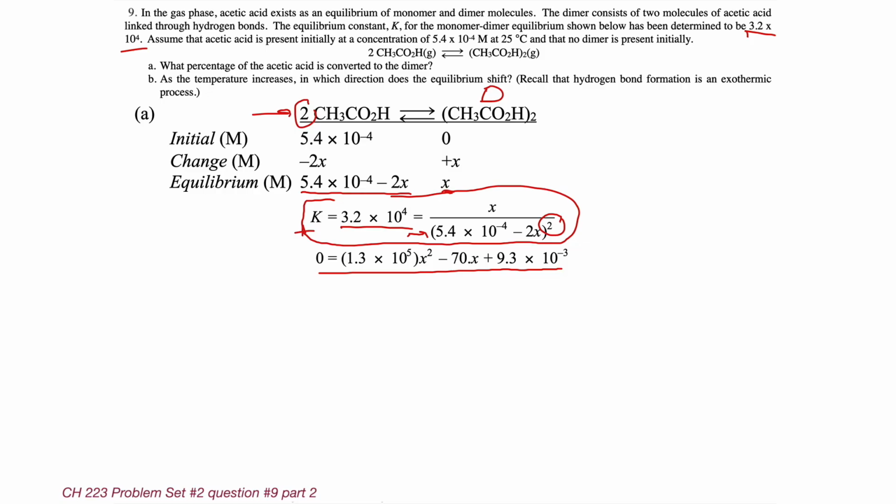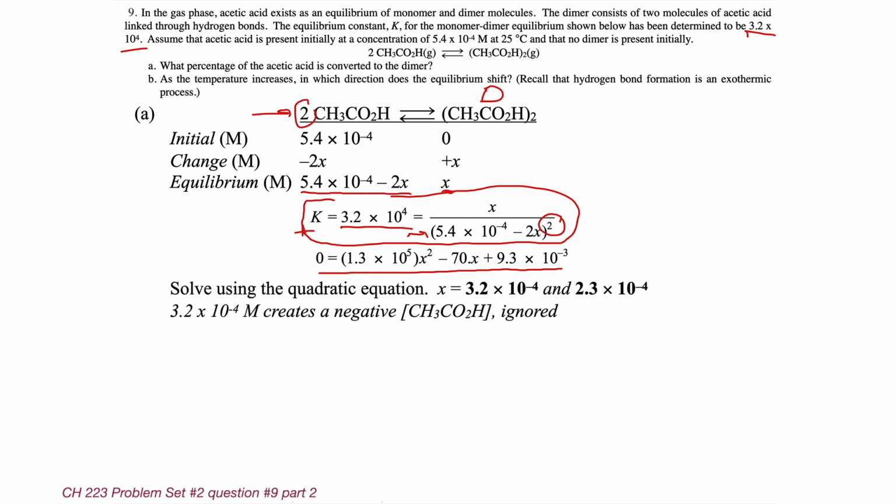And this is the form of the quadratic formula. The number that goes in front of the X squared is A. The number that goes in front of X, which is minus 70, is the B. And this 9.3 times 10 to the minus 3, that's the C. Now, the quadratic formula: negative b plus or minus the square root of b squared minus 4ac, over 2a. And again, this is the a in front of the x squared, b in front of the x, and the number there is c. And you plug all of this in, and you get 3.2 times 10 to the minus 4 and 2.3 times 10 to the minus 4 as your answers.